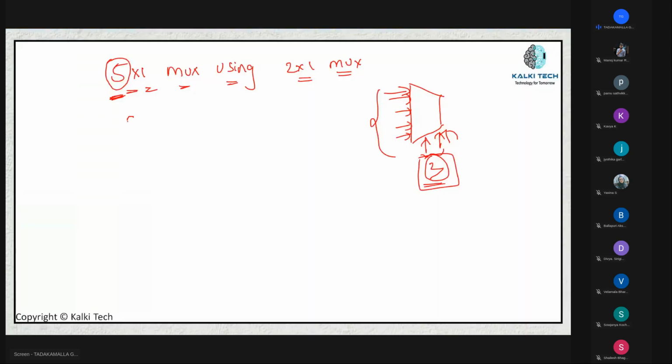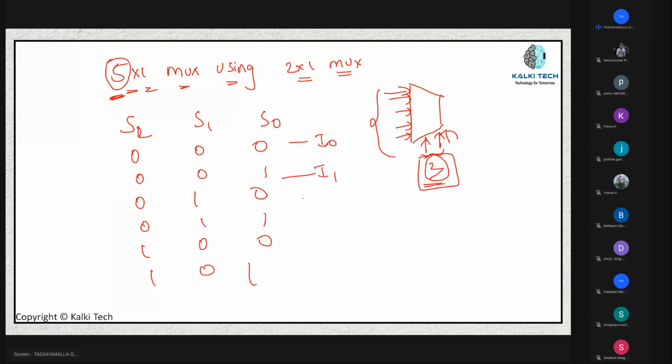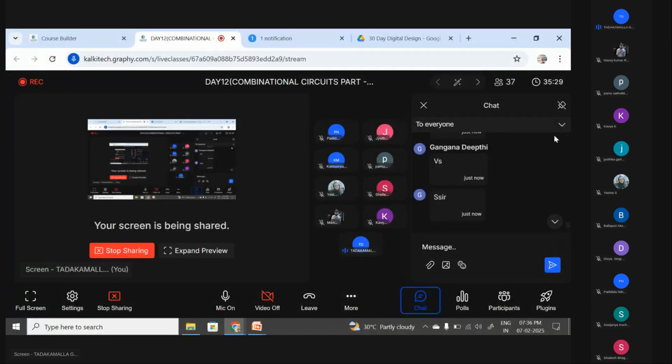Okay, first let us write the truth table: S2, S1, S0: 0 0 0, 0 0 1, 0 1 0, 0 1 1, 1 0 0, 1 0 1. I0, I1, I2, I3, 1 2 3 4 5. So here we should stop. Is the truth table clear for everyone? How to draw this truth table for the 5 cross 1 mux? Is it clear? Yes or no in the chat box, please? Yes. Others, is it clear? Only I got a few responses.